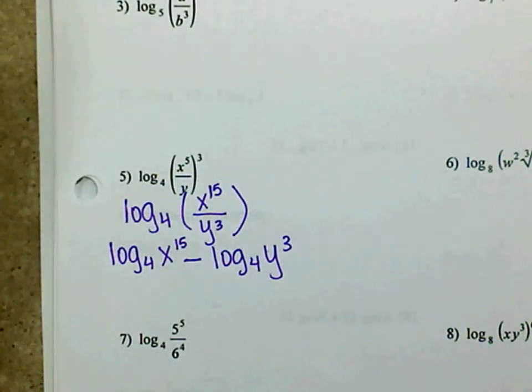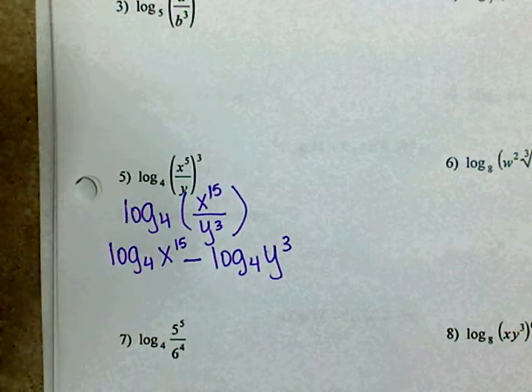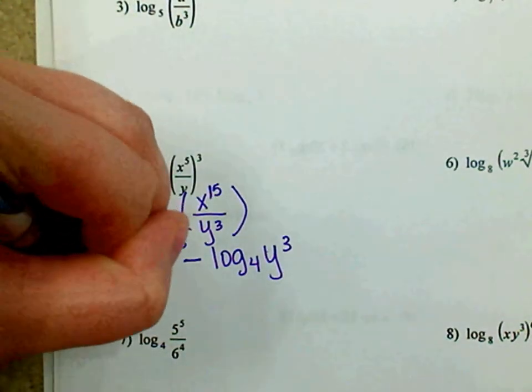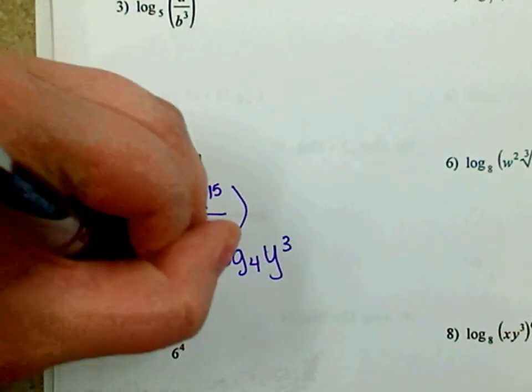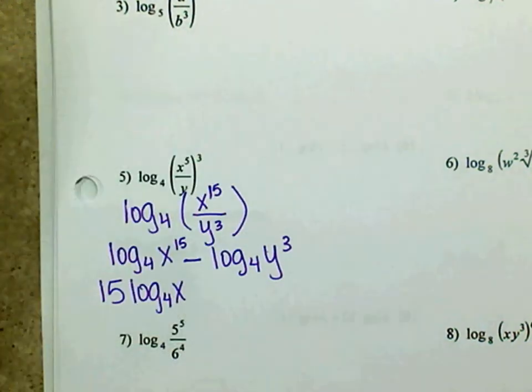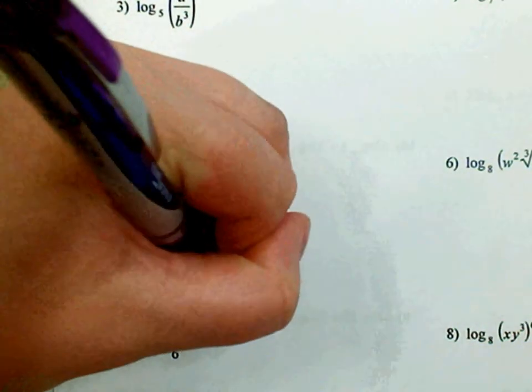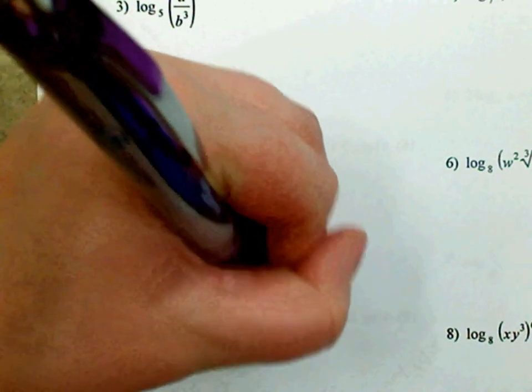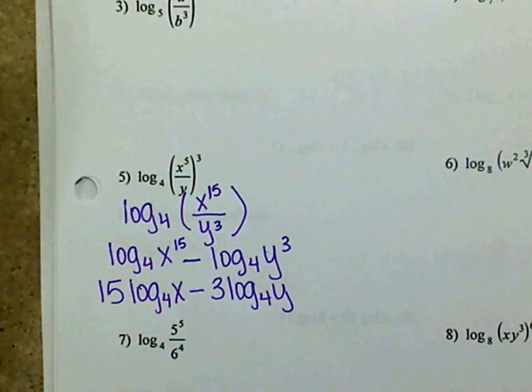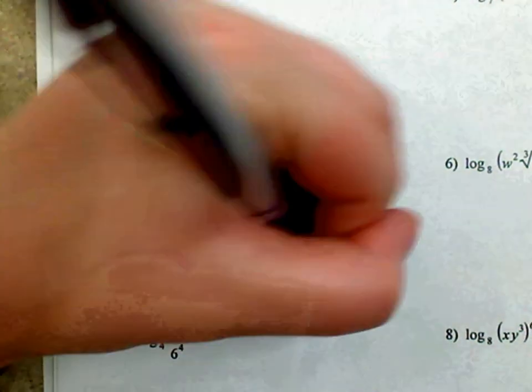Now, once again, our last step is going to be dealing with our exponents. Both of those have exponents, so I'm going to move them out. So I've got 15 log base 4 of x minus 3 log base 4 of y. And that would be our final answer right there.